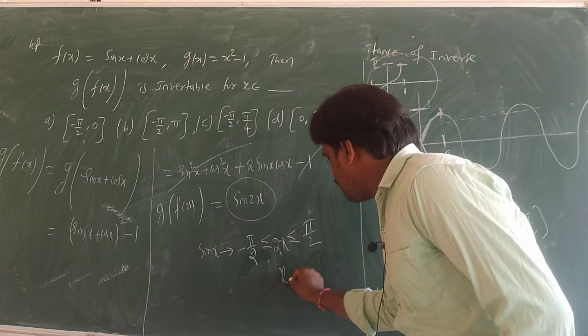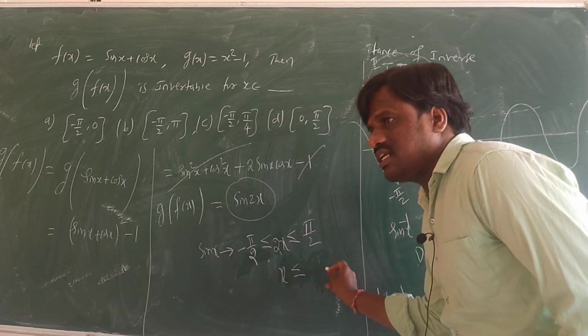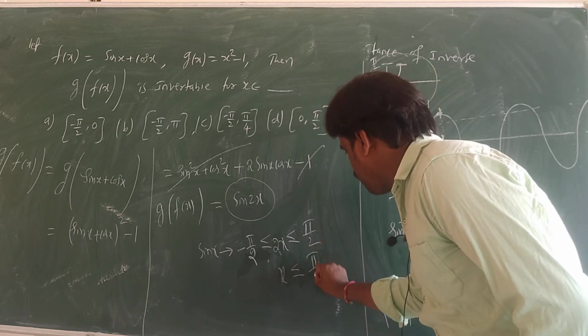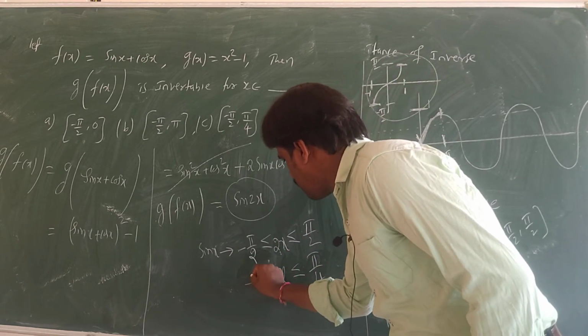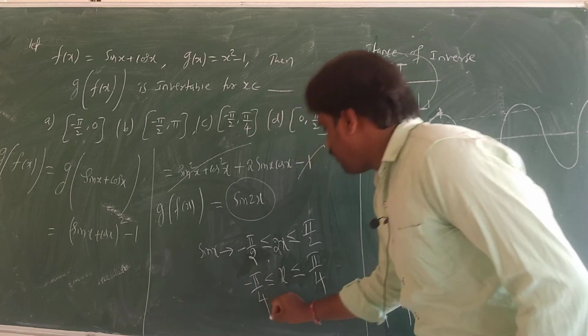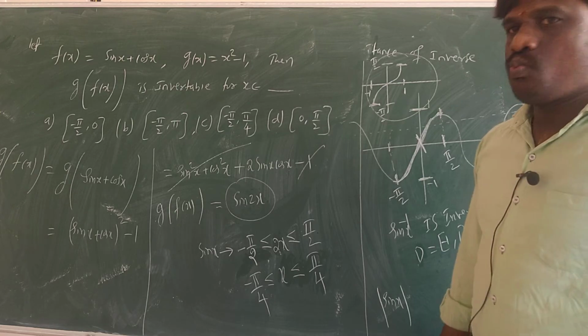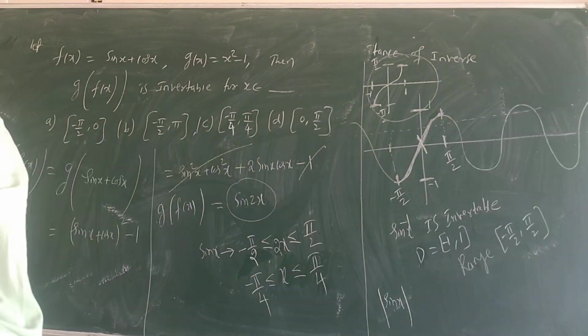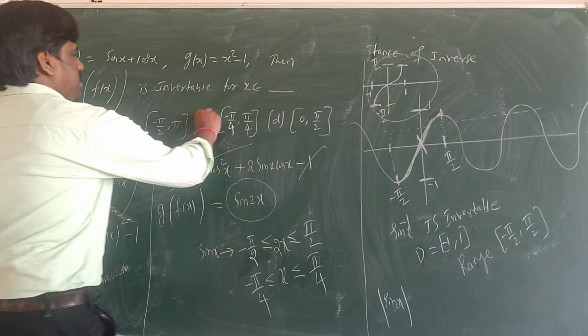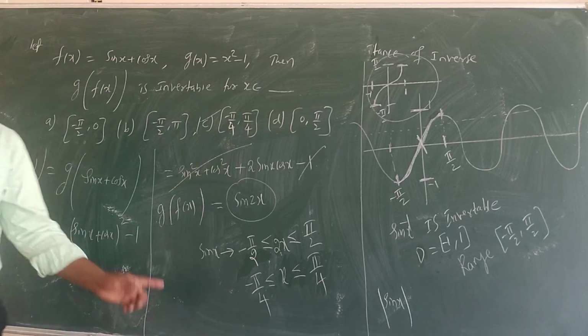So x is invertible where, 2 on this side divides, so pi by 4, and on this side what do you get? Minus pi by 4. This is the right answer, right? This is minus pi by 4.